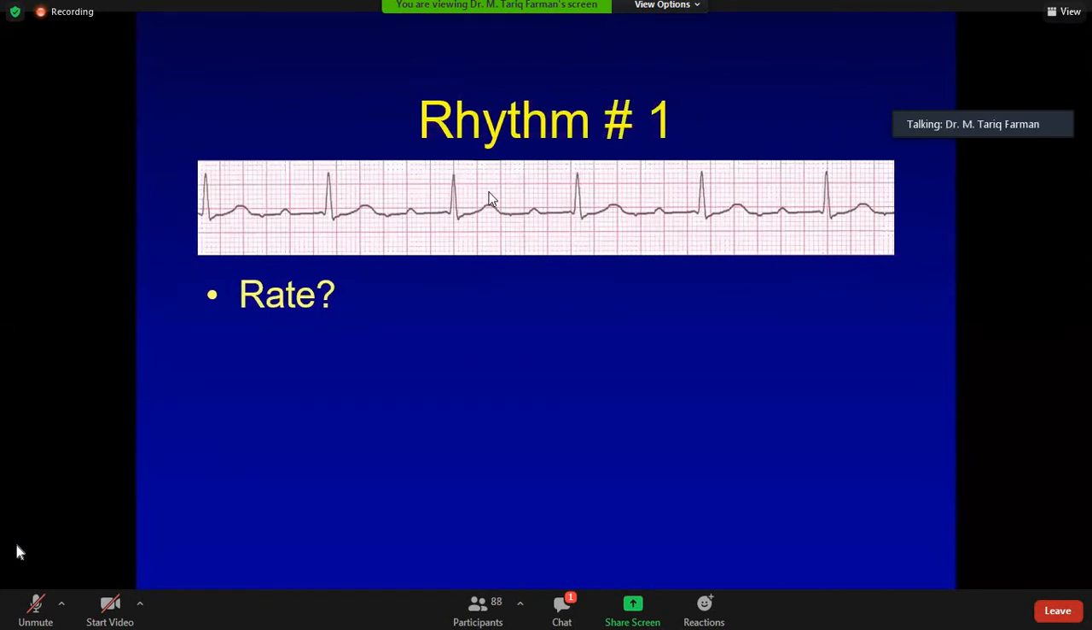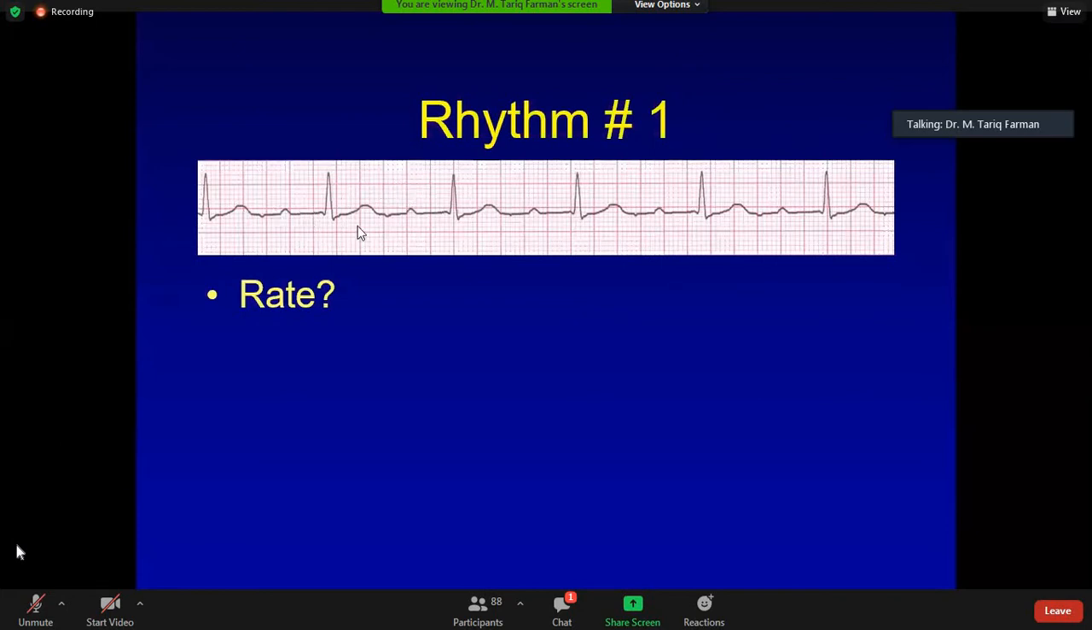And if it is falling over this third line, right? So 300, 150, 100. Similarly, if it is falling over there, 300, 150, 100, 75. And then if it is there, then 60, 50. So what is the rate over there? 300, 150, 100, 75, 60. It is less than 60, right? It's something around 55. So in this way you can count the heart rate over the ECG paper.